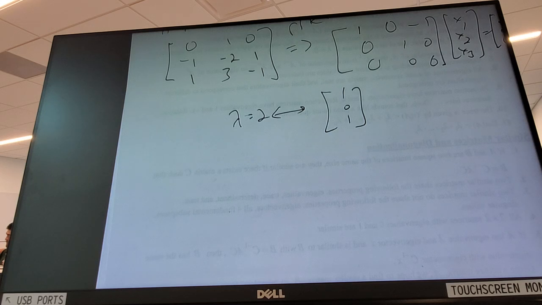What was the multiplicity of 2? 2. But I only got one basis vector, correct, for its eigenspace? That's a problem. That's not a huge problem.